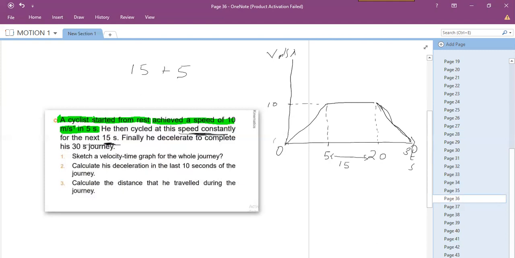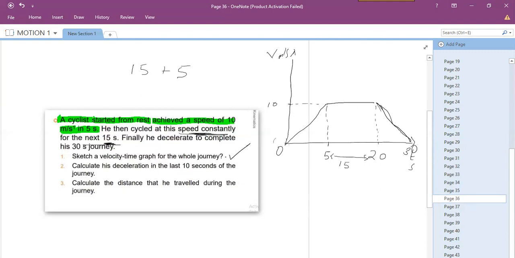So he started from 0. He gained a final velocity of 10 meters per second. He moved at a constant speed in the next 15 seconds. So we're adding 15 plus 5 to get this T here of 20. Then he decelerates. Sketch a velocity-time graph for the whole journey.